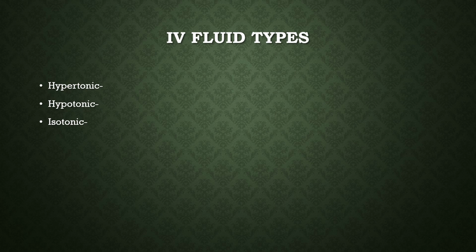In IV fluid types, there are three types of fluid in terms of the proportion to what's in the vessels. There's hypertonic, hypotonic, and isotonic. Now, hypertonic fluid has a higher percentage or proportion of a substance than what's found in the bloodstream.